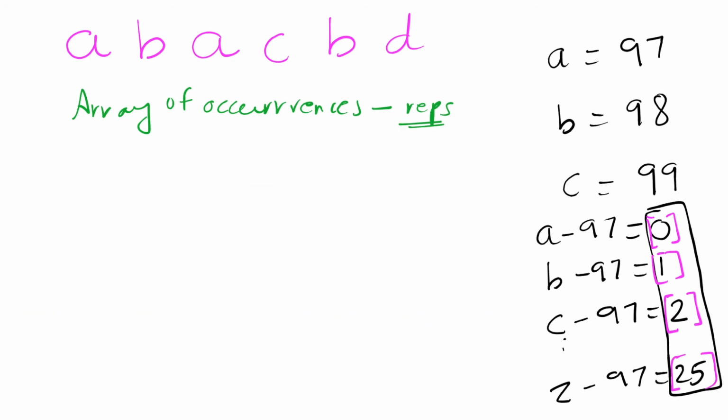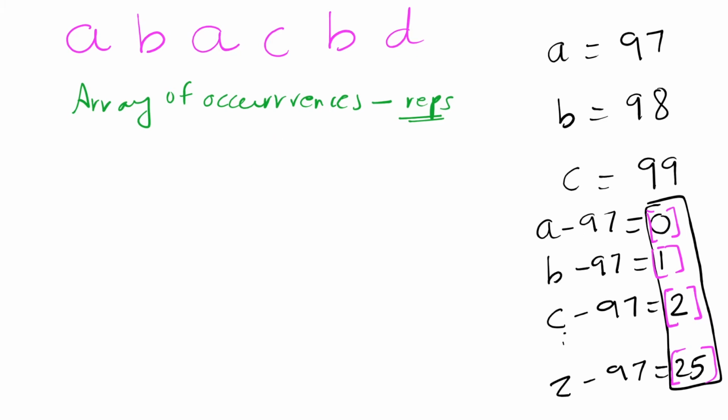The next question is, how do we keep track of the number of occurrences of every character in the input string? Now let's say we want to find the index of the character c in the reps array. We can get the index of c in the reps array by subtracting 97 from c to get 2, and then we will increment the value at this index in the reps array. The array reps will be of size 26 to store the occurrence of each lowercase alphabet in the English language. We will start iterating through this input string character by character.